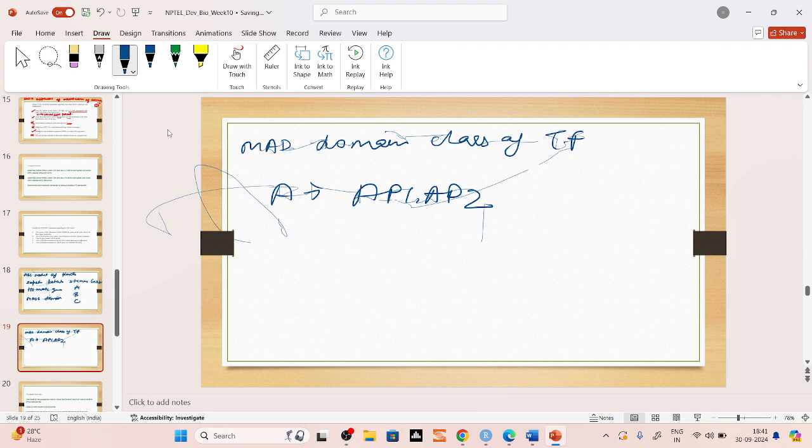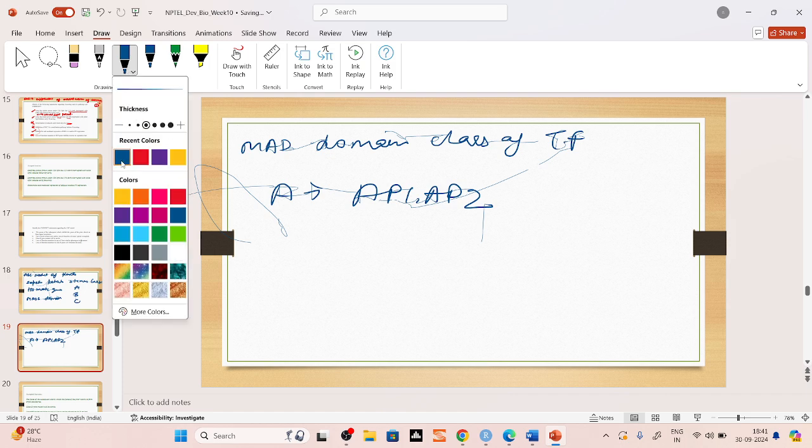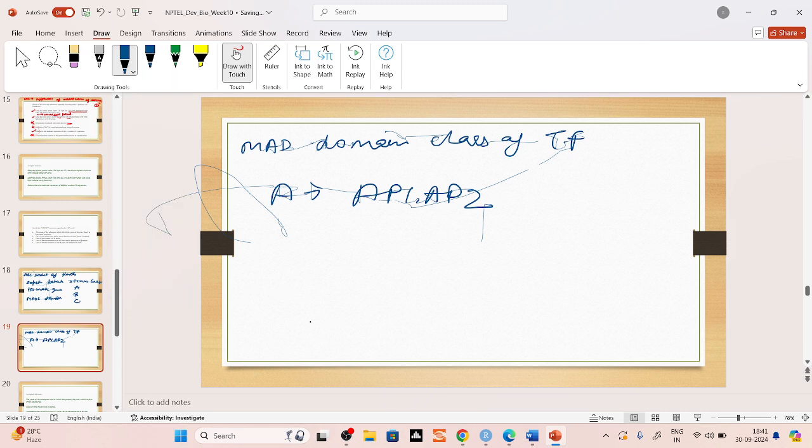I think it's better that I write. It's difficult to write like this. I'm sorry, but you have to bear with the extra marks coming because there is some settings problem.